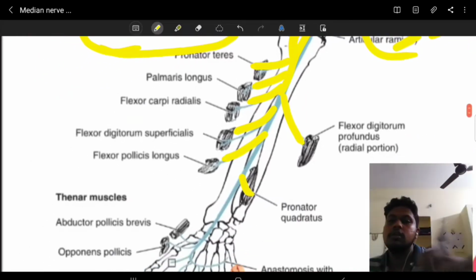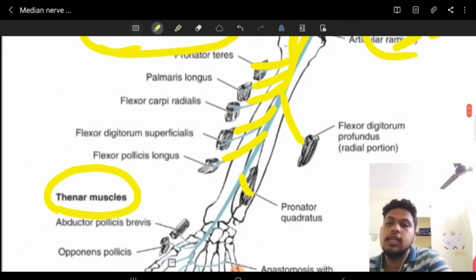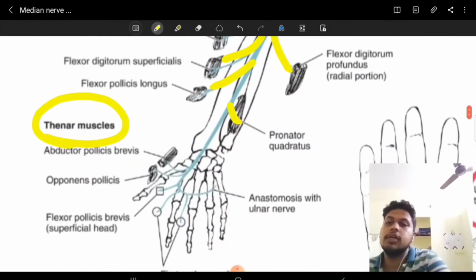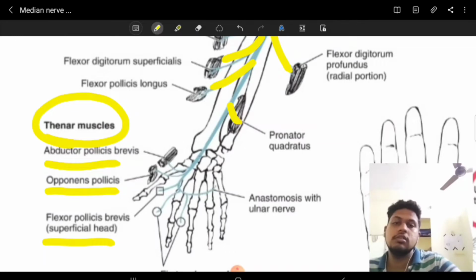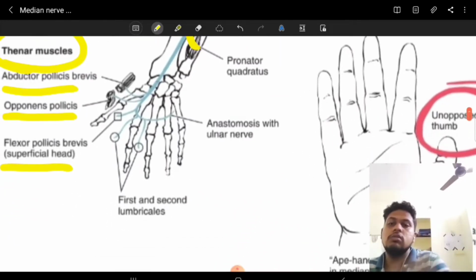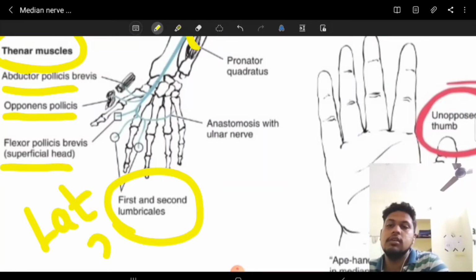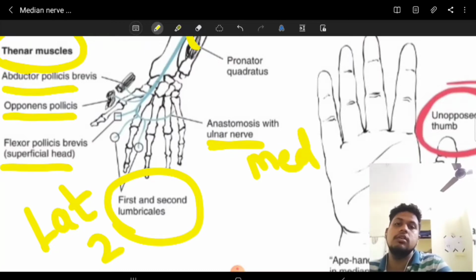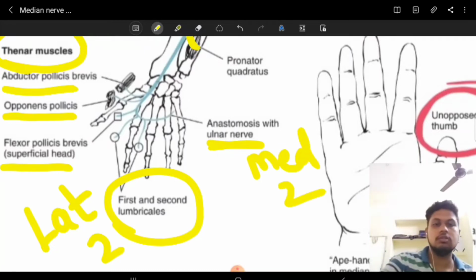It also gives muscle supply to the thenar muscles, which are the abductor pollicis brevis, opponens pollicis, and flexor pollicis brevis. Also the first and second lumbricals, which are the lateral two lumbricals. The medial two lumbricals are supplied by the ulnar nerve. This point is very important to note.